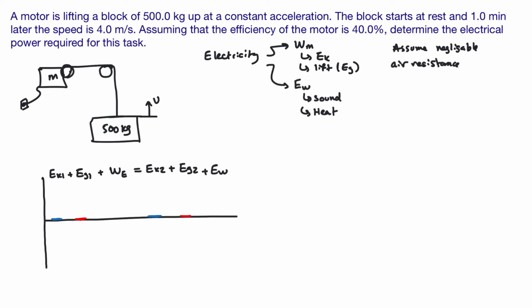And then we got the work here, which is the electricity that we're using, and that electricity is going to have a certain amount of waste. So the efficiency of the system is 40%, meaning 40% will be useful energy. So I'll have about 40% here. I'm going to call that the energy that's going into the motor, or Wm, and the rest of it is going to be wasted. So this is going to be W, and this is going to be electricity.